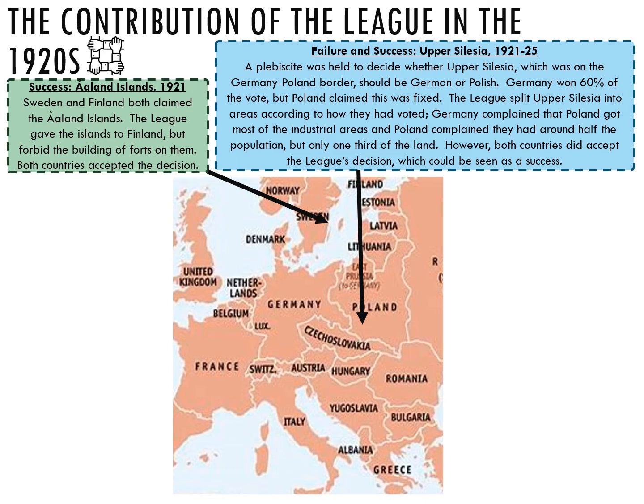So what the League did was it split Upper Silesia into areas according to how they'd voted. Now, Germany complained that Poland got most of the industrial area, and Poland complained that they had around half the population but only a third of the land. Both countries did accept the League's decision, and that could be seen as a success.